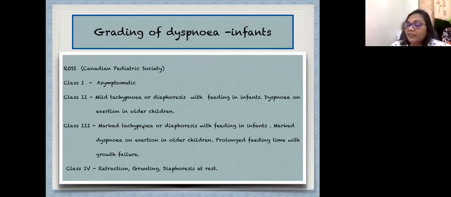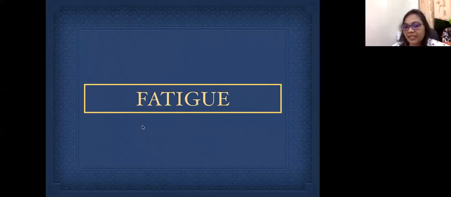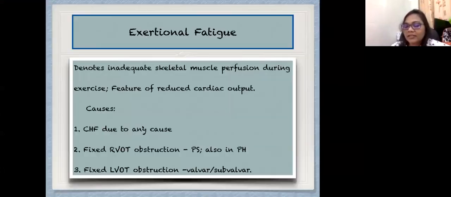So prolonged feeding time with growth failure can also be classified as class 3 Ross. Class 4 is retraction, grunting, diaphoresis at rest. So that is equivalent to NYHA class 4. So we'll go to the next cardiac symptom, which is fatigue. So fatigue on exertion especially.